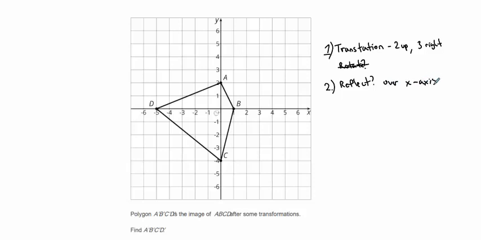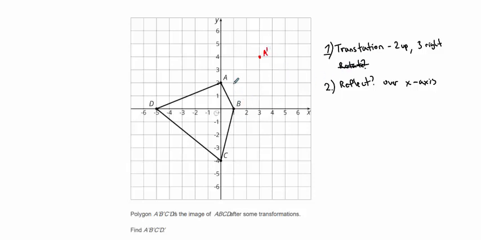Okay, so now we have specific instructions on how to transform this shape. First we do a translation, then a reflection, and we'll see if the order makes a difference. So first we translate. I'm going to use a different color. We translate 2 up and 3 to the right. So I'm going to take each of these points and translate 2 up and 3 right. So 1, 2, 1, 2, 3. So there is A prime.